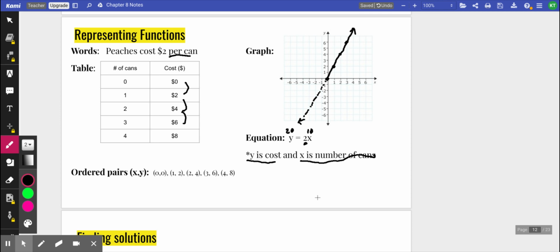So the equation allows me to figure out any value of x or y. So you can see that we have words, table, ordered pairs, graphs, equations. All of those are different ways to represent that function of peaches costing $2 per can.